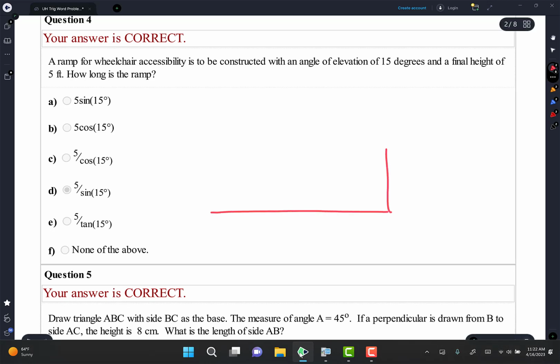So here's my ramp, perpendicular, 15 degrees right there, and a final height of 5 feet. So the height is 5 feet, not the ramp, but the height. So that's 5 feet. How long is the ramp? So this is the ramp right there. So with respect to 15 degrees, that is opposite, that is hypotenuse. So we're going to do sine again.